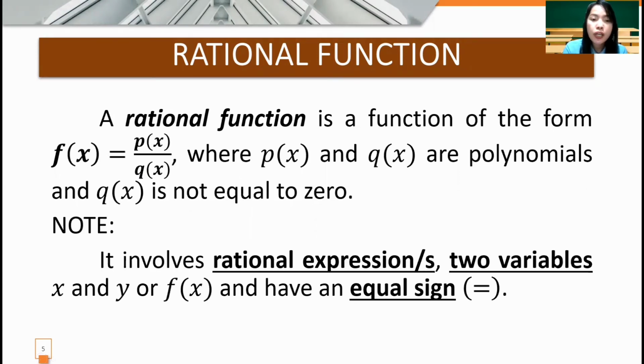Take note of this. You can identify a given, whether it is a rational function or not, by observing the following. Number 1, it involves rational expression or expressions. Dapat it consists of rational expressions. Another, dapat kapag rational function, merong dalawang variables, x and y, or ang y pwede din palitan ng f of x. And also, ikatlo, dapat merong equal sign. Yan yung mga dapat nating makita sa rational function.